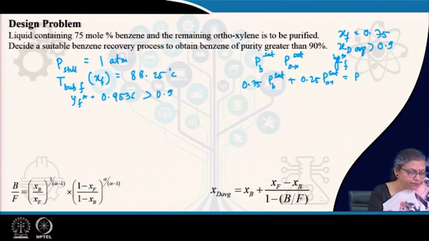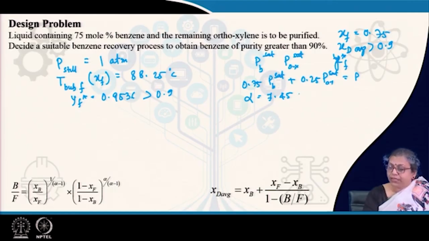So we initially start with this particular value of alpha that we have found out from here. You can check it for yourself. Alpha is roughly around 7.45 or something. And one more thing I had told you: when alpha is greater than 3, we can go for a single stage. So since this is greater than 3, we can confidently go for a single stage calculation.